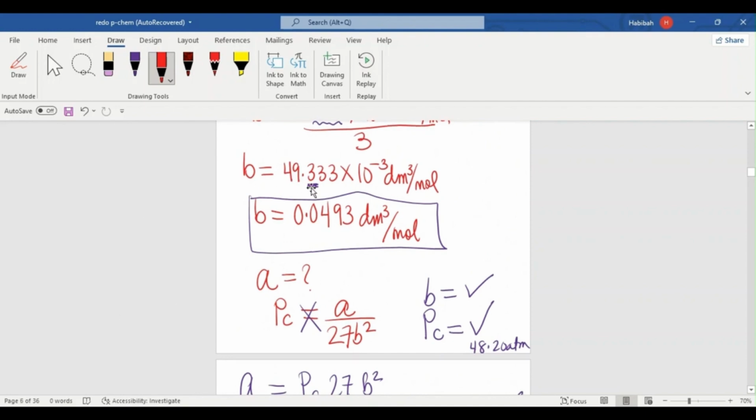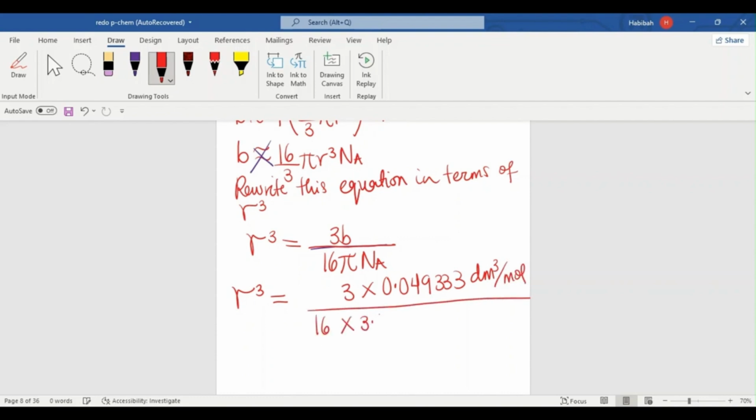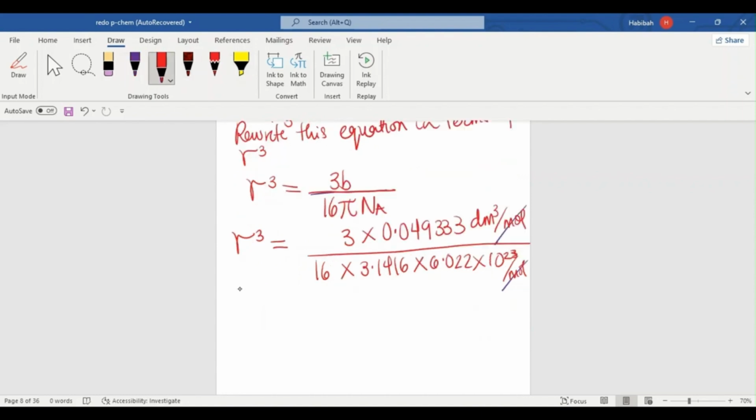So I'm going to be using 0.049333. So I'll put that here. So 3 times 0.049333, and of course, let's not forget the unit, decimeter cube per mole. And then substitute the rest. So you have 16 times pi, which is 3.1416, and of course Avogadro's constant is 6.022 times 10 to the power of 23 per mole. So of course you cancel out the per mole and mole.